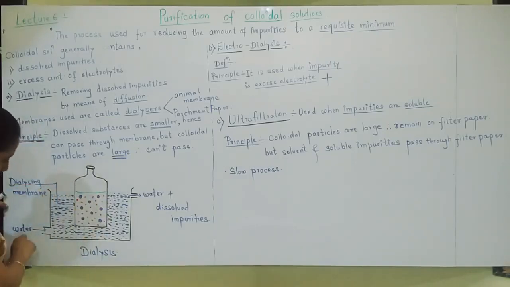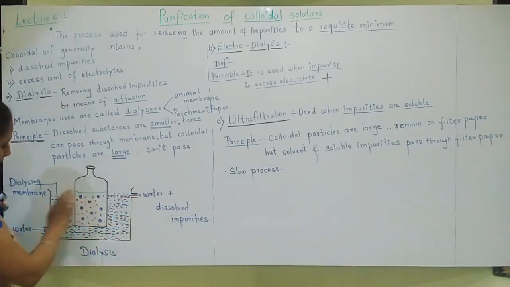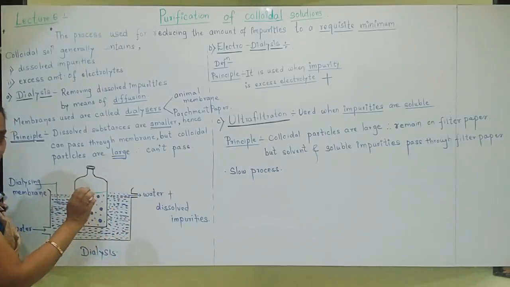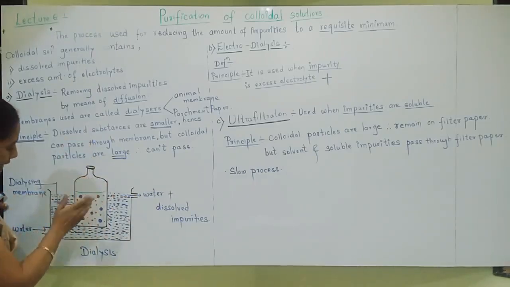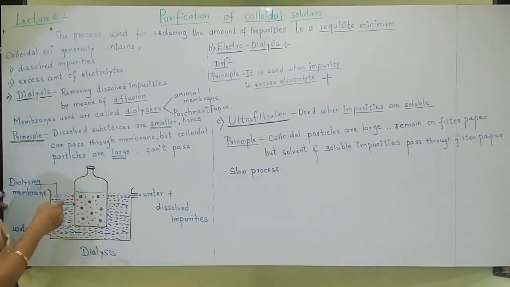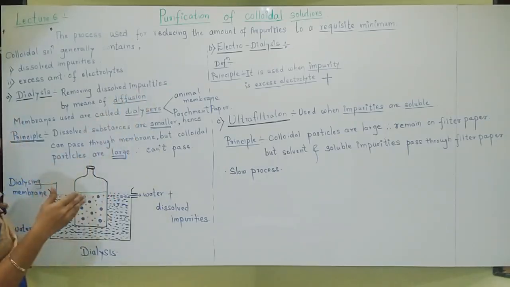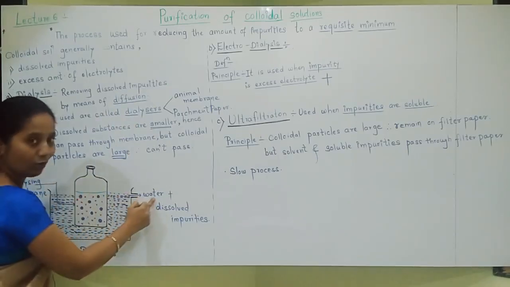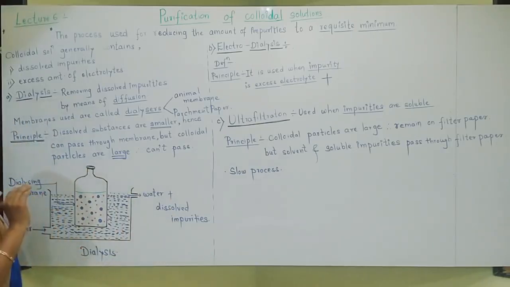You can see here water is going inside and it is going out from here. So continuous flow of distilled water is maintained, and the bag is suspended in this. Now very easily you can understand that along with water, who will come out through this bag, through this dialyzer? Who is small in size. That's why dissolved impurities will come out of the membrane, out of the dialyzer, and go along with water. Dissolved impurities are removed like this.